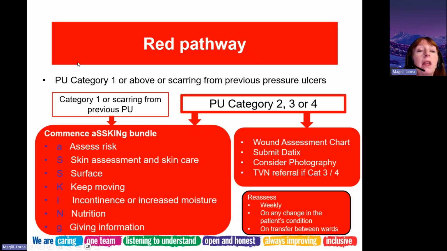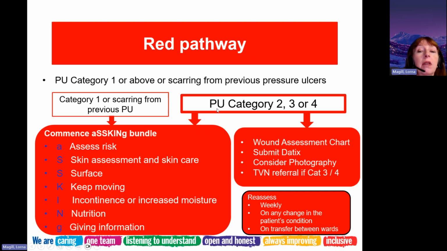The red pathway then includes patients who have a category 1 or scarring, or an actual pressure ulcer present at the moment. So I've split this into two sections. If we've got category 1 or scarring, we need to implement that personalised, individualised plan of preventative care, and we need to reassess our risk weekly, on any change in the patient's condition, or on transfer between wards.